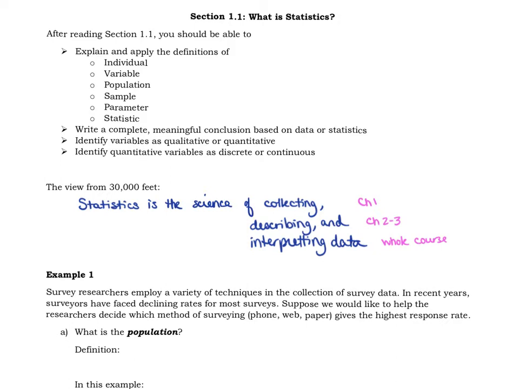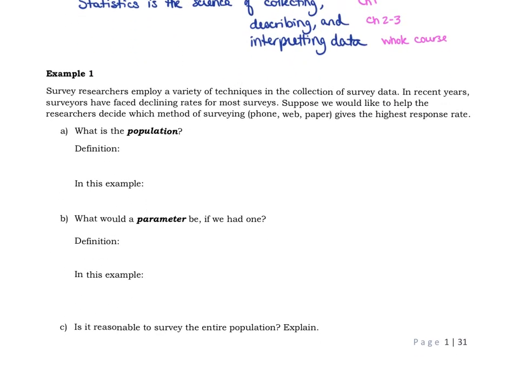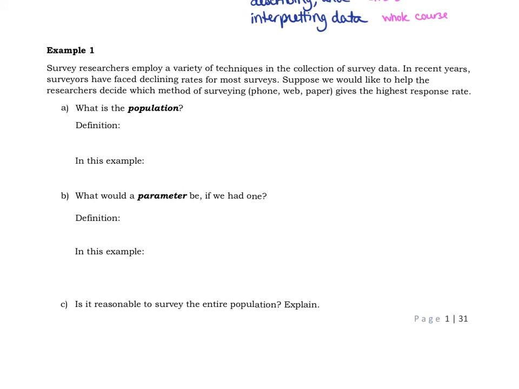Moving on to the first example, where we're going to get some statistical vocabulary and use it in the context of an example. Survey researchers employ a variety of techniques in the collection of survey data. In recent years, surveyors have faced declining response rates for most surveys. Suppose we want to help the researchers decide which method of surveying, phone, web, or a paper mail-in survey, gives the highest response rate.